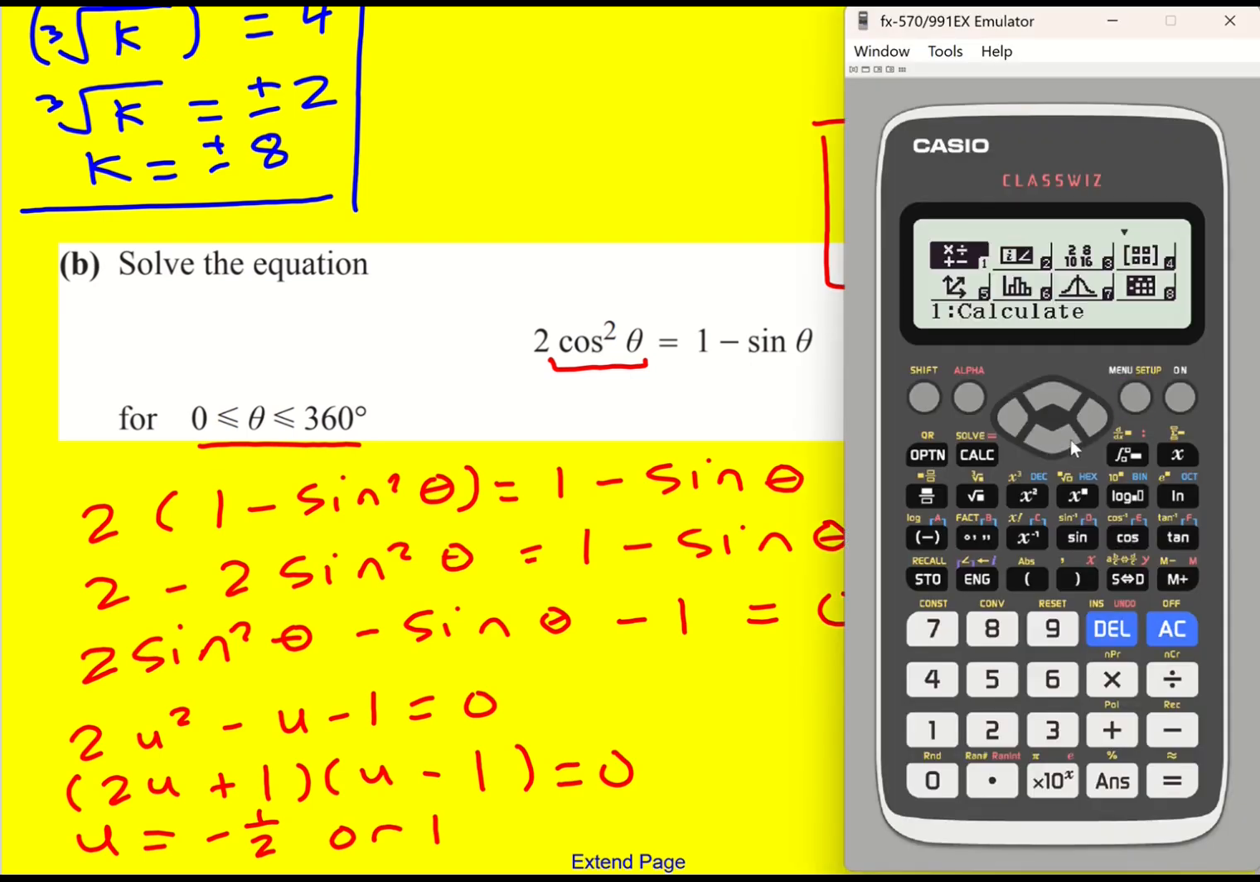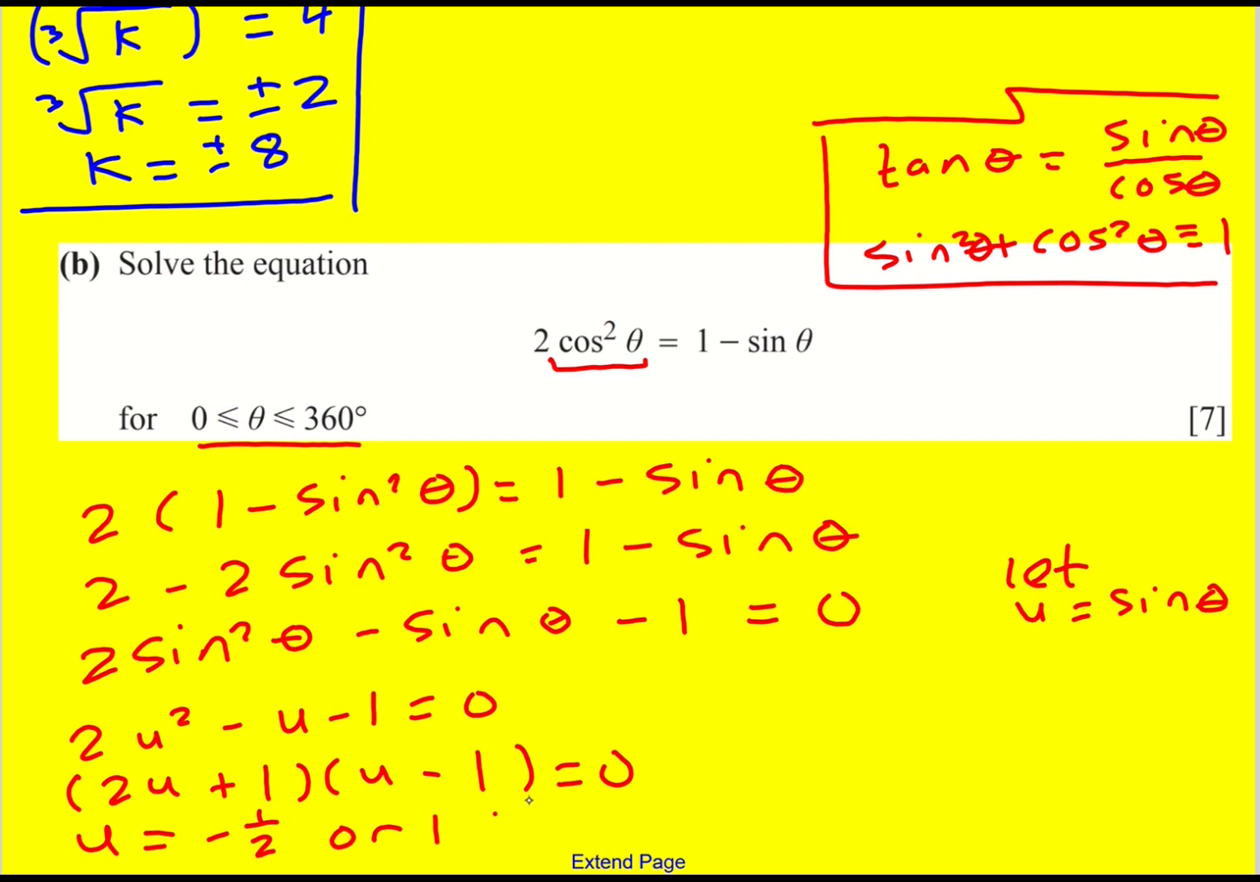If you're not comfortable with that, or if you just want to check, then of course there's this equation function button, polynomial, degree 2. We can type in that quadratic. It's got x there, but it's the same idea. -1 and -1. And we again get 1 and -1/2. Brilliant.